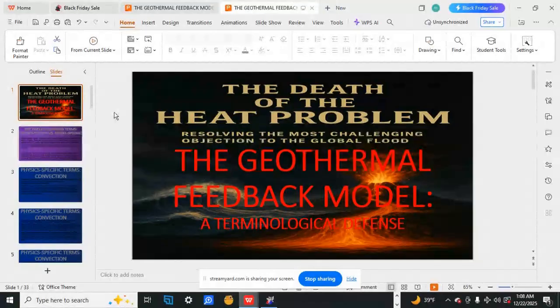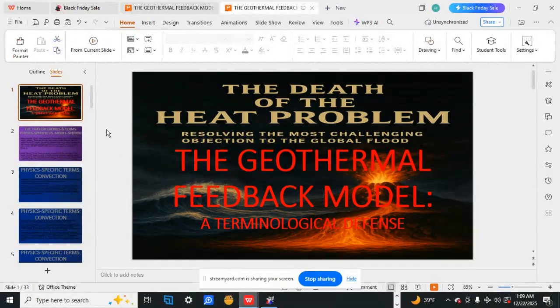All right, we're here. On the first slide you see the depth of the heat problem is already the most challenging objection to the global flood. That was part of my original thumbnail. I actually made several for a book that I'm working on about the depth of the heat problem. That was also the very first heat problem video I did, the first of my core videos on the heat problem, and actually the first ever heat problem video I've done. And this video is called the Geothermal Feedback Model, a Terminological Defense.